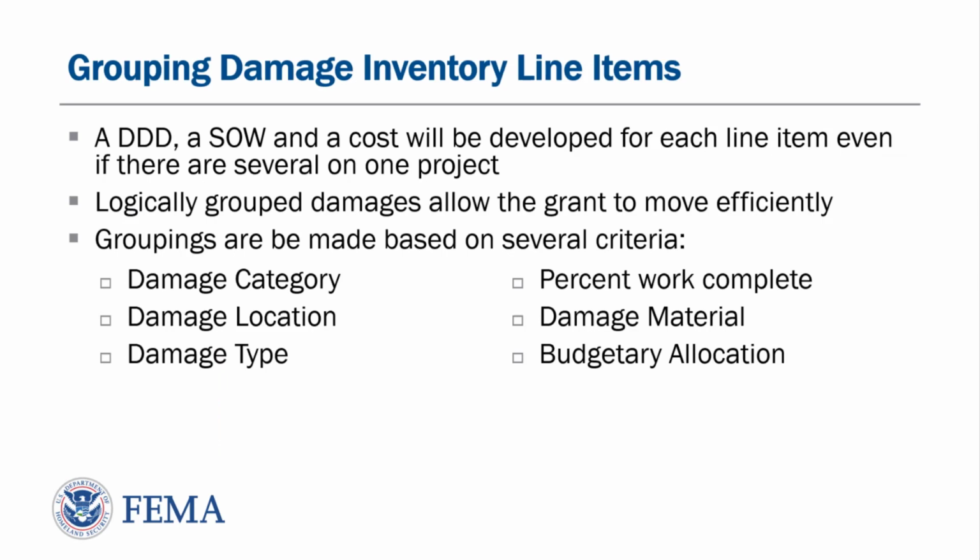There are some key things to think about as you consider grouping damage line items into projects. A DDD, a scope of work, and a cost need to be developed for each line item. Consider grouping damages together in a way that allows the process to proceed efficiently. Groupings are made based on several criteria. Some common concerns include the damage category, location, and type, grouping by percentage of work completed, the damaged material, and also budgetary allocation.